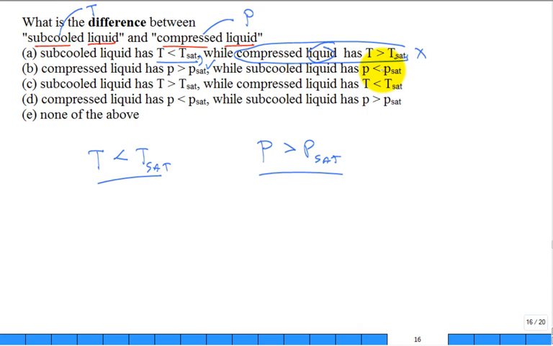Hold it. How can you have... No, this makes no sense. Subcooled liquid has a temperature greater than the saturation temperature. If it's greater than, it's not a liquid. No, that's no good. Compressed liquid has a pressure less than. No, that's no good. None of the above. You need both of those. But what's the difference? It's just name calling. That's all it is. If I tell you it's a compressed liquid, I'm also telling you it's a subcooled liquid. They're describing a liquid that is not close to the saturation state.